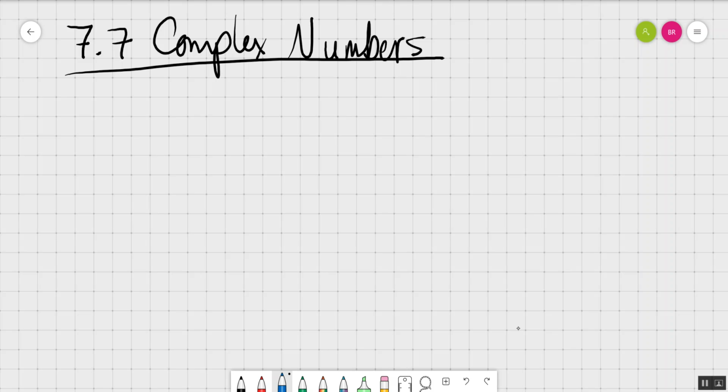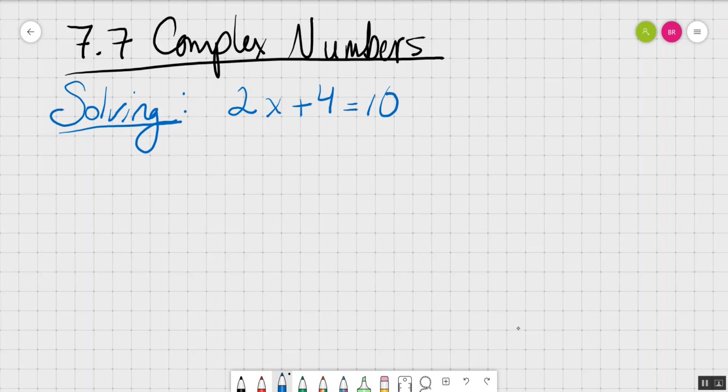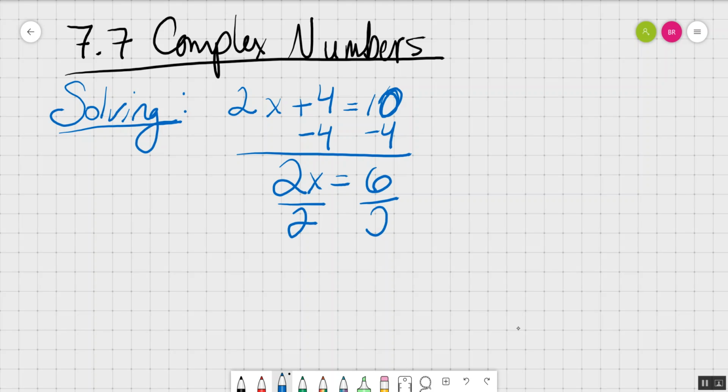So, we've been taking a journey on solving. And as we've journeyed, we've also discovered some things about how we understand numbers. So, for instance, if we were to solve something like 2x plus 4 equals 10, we'd subtract 4 from both sides, and we'd get 6, so that 2x equals 6, and we'd divide by 2, and we'd be like, oh, x is 3. Anyway, this is a whole number.